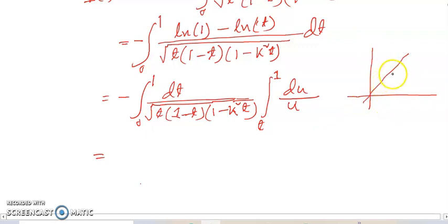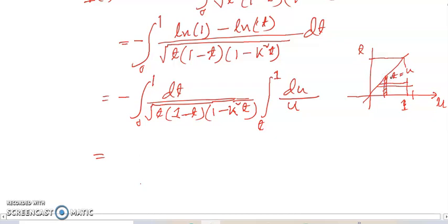This is t equals to u, this is 1, this is u and this is t. Okay, t equals to 1, sorry, u equals to 1, this is the way it is moving. So my order is changed, so it is this way, now it is moving this way.